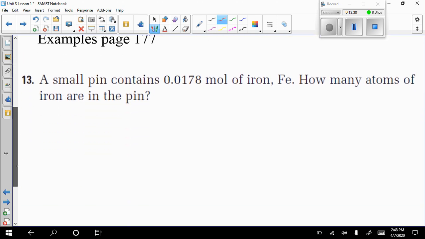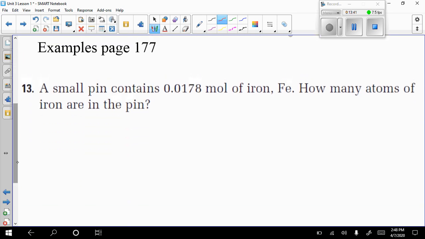So here we go. These are some of your homework questions. I won't do all of your homework questions, but I'm going to take you through a couple of them. This is number 13 on page 177. It says a small pin contains 0.0178 moles of iron. So these are atoms of iron. How many atoms of iron in total are in the pin?